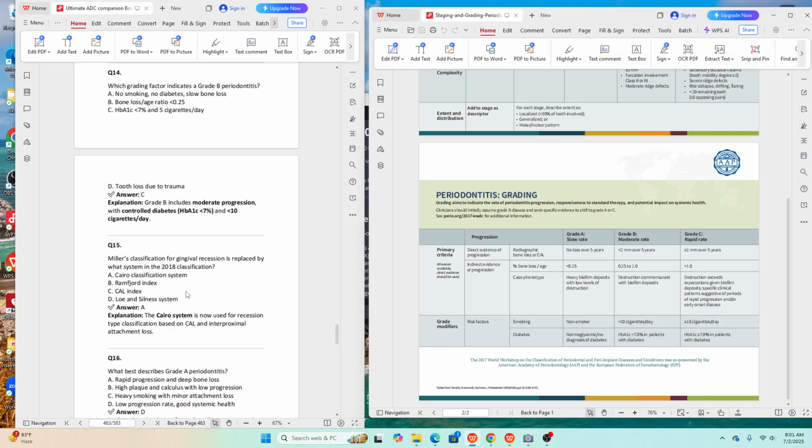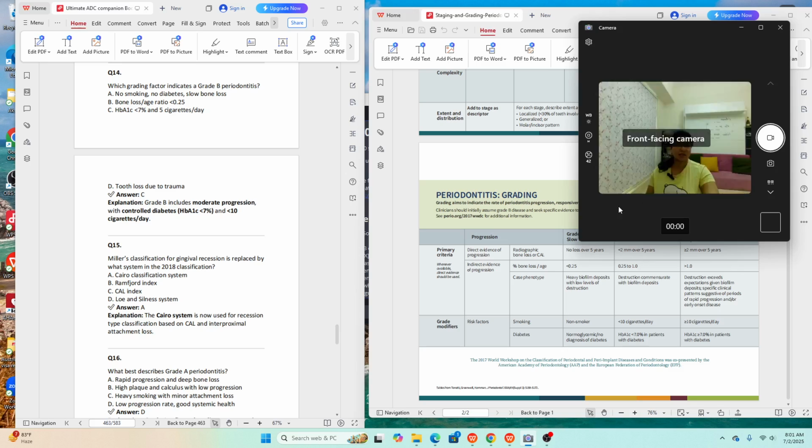And the last question for today: Miller's classification for gingival recession is replaced by what system in the 2018 classification? Well, this you just have to learn and memorize. There is nothing logical about it. It's the Cairo classification system. That is the system used for recession type classification based on clinical attachment loss and interproximal attachment loss. This question may be asked, may not be asked, but it's always better that you know this in case it's asked. Miller's classification is now changed to Cairo's classification system.